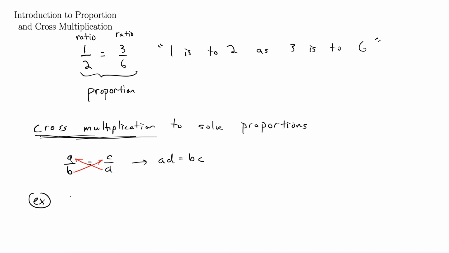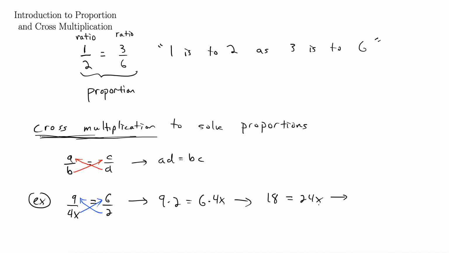So maybe we have something like 9 over 4x equals, I don't know, 6 over 2. Now I'm going to take these denominators and cross multiply. So I'm going to bring them up like so. That gives us 9 times 2 equals 6 times 4x. And we can solve this rather quickly. 9 times 2 is 18 equals 24x.